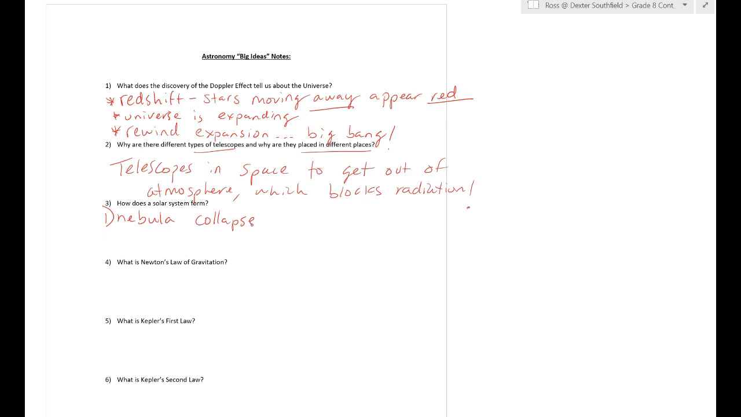Around the perimeter of that collapsing nebula, where it's a little bit cooler, those pieces of dust start to collect into tiny pebbles, into smaller rocks, those rocks into boulders, those boulders into planetesimals, and planetesimals all collide into planets.